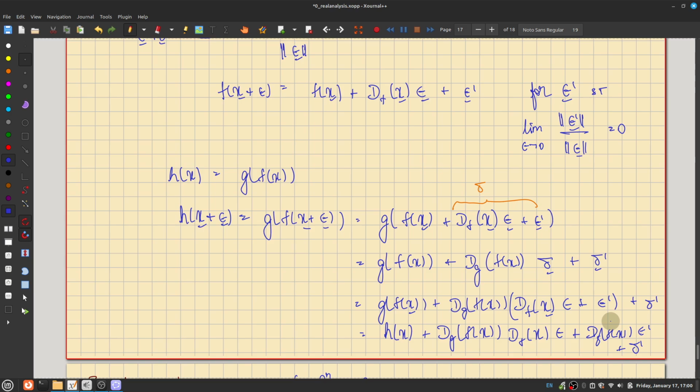Epsilon is very small, but these terms tend to 0 faster. Exactly. As epsilon tends to 0, you divide by the norm of epsilon, then you essentially get something plus this, and these two terms just vanish. So the first order linear approximation would just be h of x plus dg of f of x times df of x times epsilon. Right? Any questions?